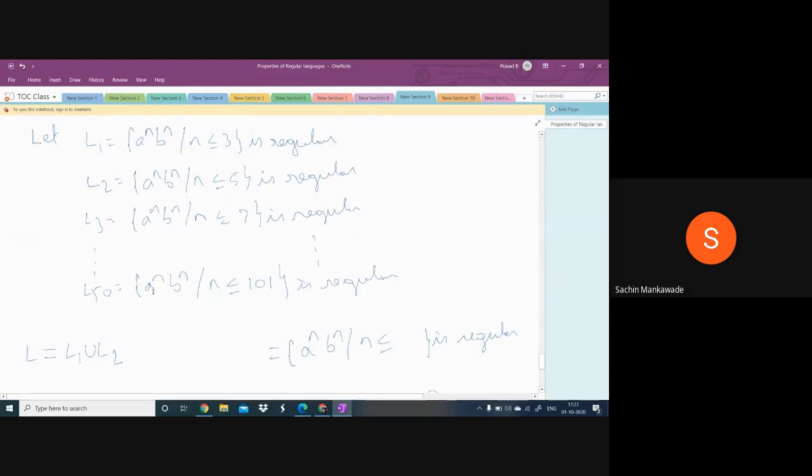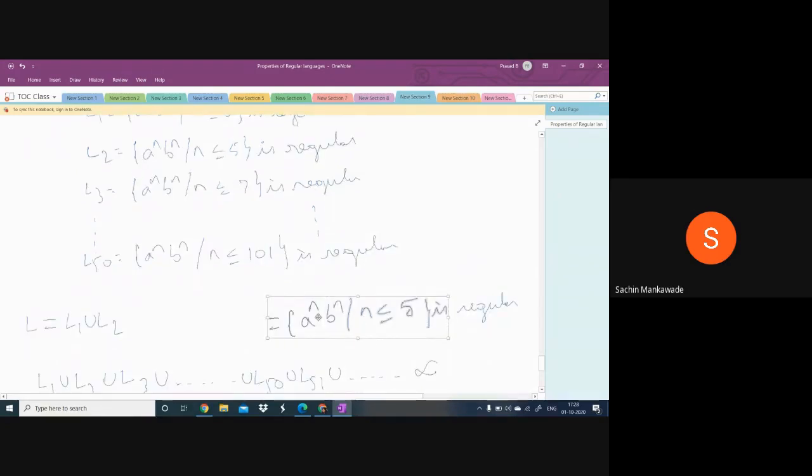So what will be the union? The union will be epsilon, AB, A squared B squared, A cubed B cubed, a^4 b^4, a^5 b^5. So a^n b^n with n less than or equal to 5. This is the union of L1 and L2. Is this regular or not? Yes, of course, because the relation is finite. It is regular.